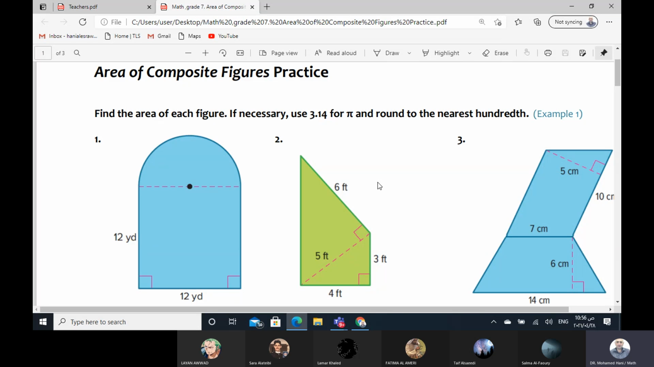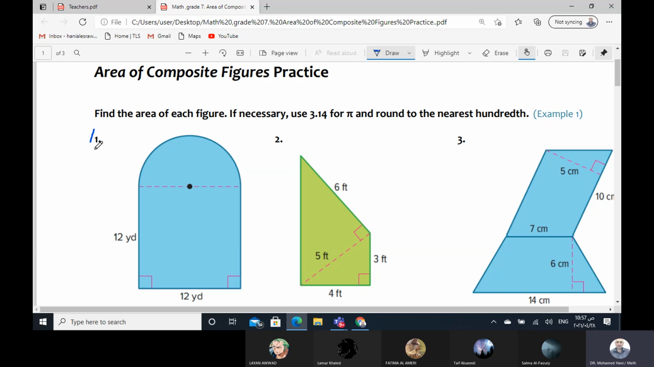Math grade 7. Today we will continue our lesson of yesterday, area of composite figures practice. I want from all to prepare your notebook to work with me, please. The question here: find the area of each figure. If necessary, use 3.14 for the pi and round to the nearest hundredths.